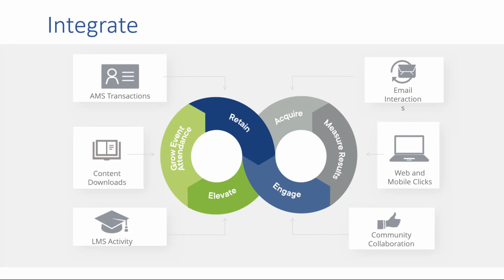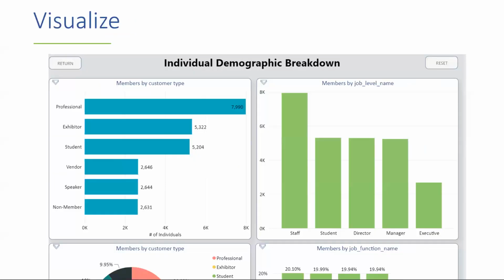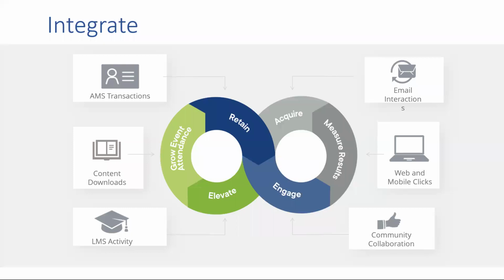Okay, thanks. All right, and then integrate. Just really quick, we've seen this one a lot, but the point is that the data to inform these content decisions is comprehensive. It lives all over the association, and we need to have a reliable way to integrate that. Our AMS transactions, emails, website clicks, learning, all those kinds of things, right? And so, about lack of integration.